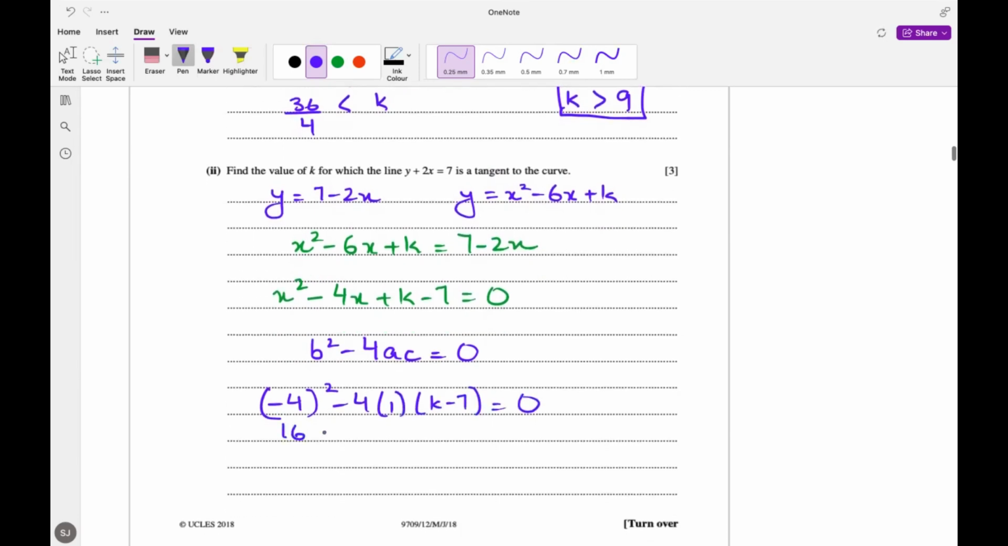So this will become 16 minus 4k plus 28 equals 0. We'll take 4k to the other side, and this will be 16 plus 28, which is 44. So k will be 44 upon 4. The value of k will be 11.